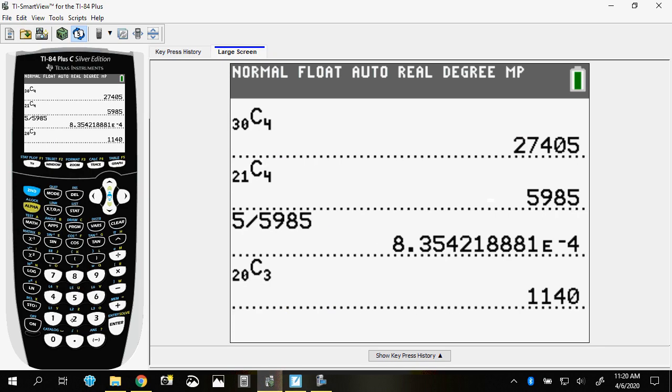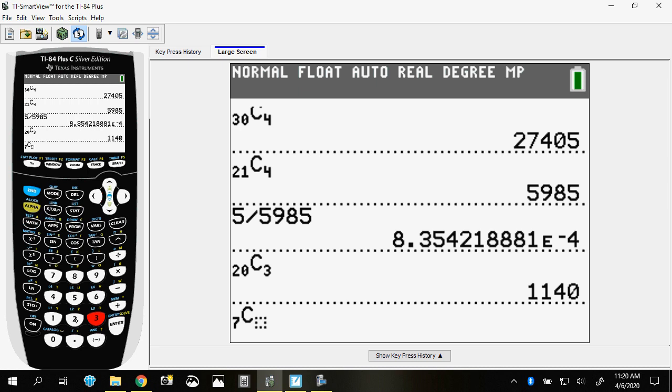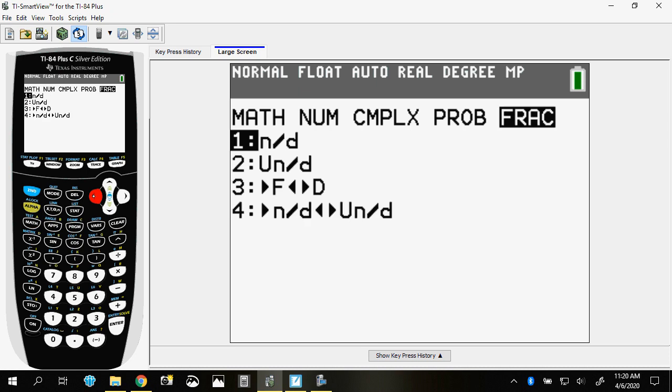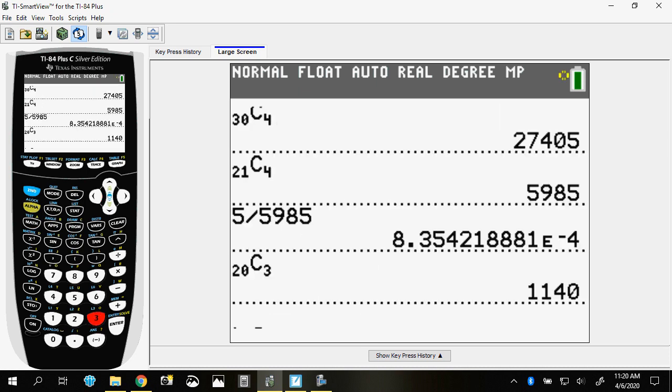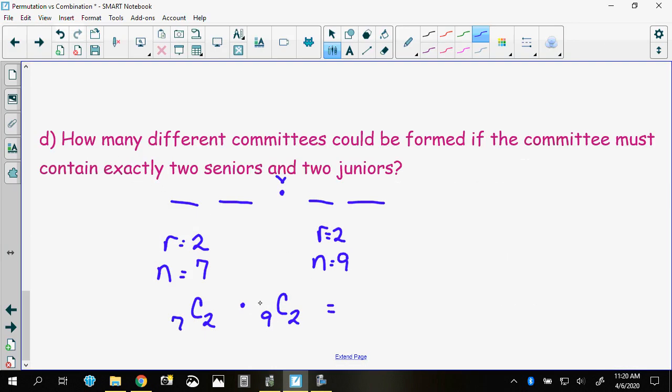So going into the calculator, we're going to set it up, 7 combination of 2. Make sure that if you have these little boxes like this, that you would put it out of the box before you do the multiplication, and then do 9 combination, choose 2. And once we get that, enter. There are 756 different ways that 2 juniors and 2 seniors can be on the committee. So that would be 756.